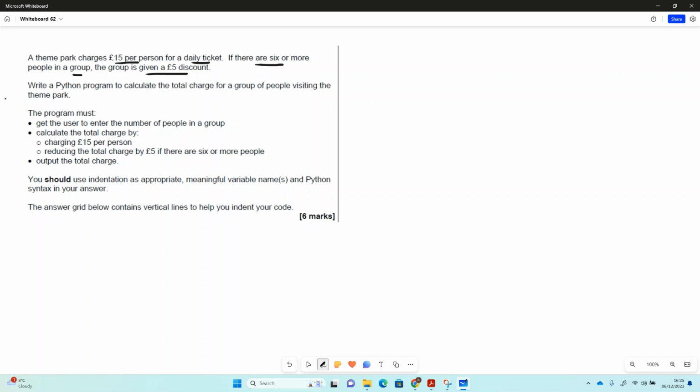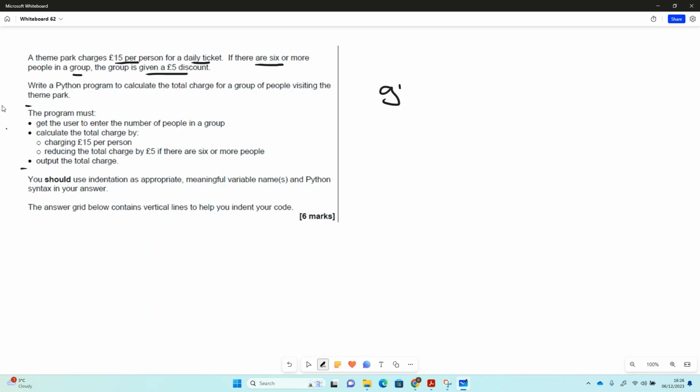Write a Python program to calculate the total charge for a group of people visiting the theme park. And then these bits, when you've got these in the exam, they sort of tell you what to do and almost what order to do it in sometimes. So get the user to enter the number of people in a group.